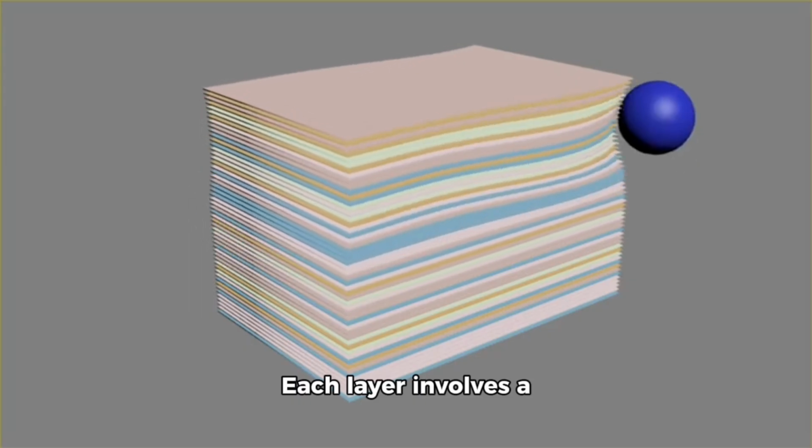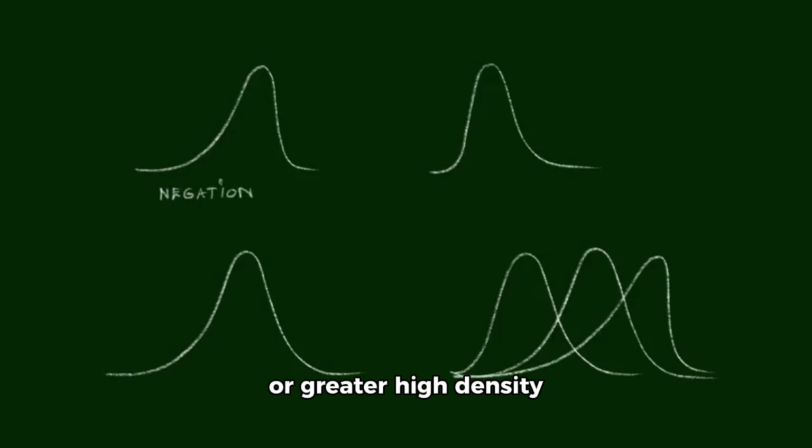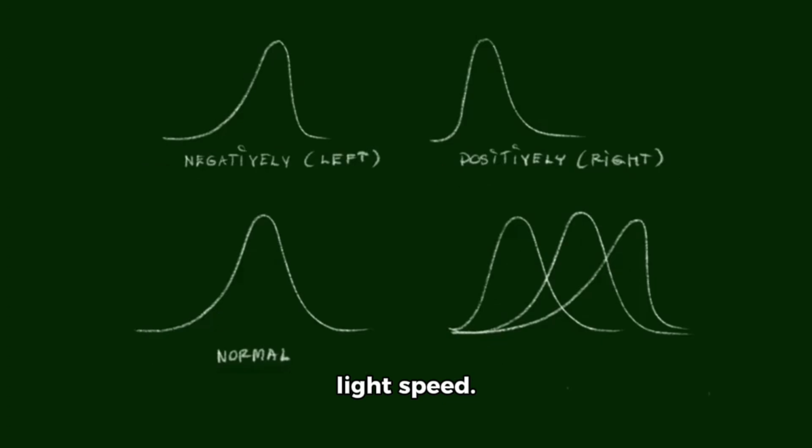Each layer involves a different layer of particles we can observe at that depth. Using light speed as we travel, since light has a limit of velocity, is where we know the depth and the vacuum where that type of particles exist at, correlates how low or high density that depth in space can be measured. It's negative low density or greater high density relative to where and how dense space is at any specific time traveling light speed.